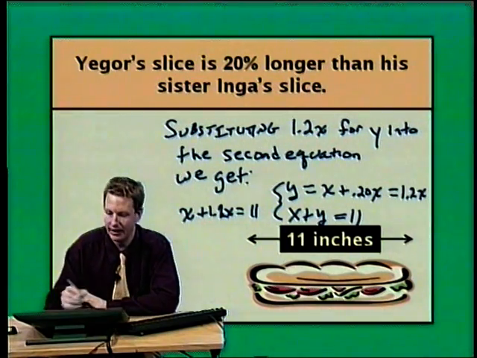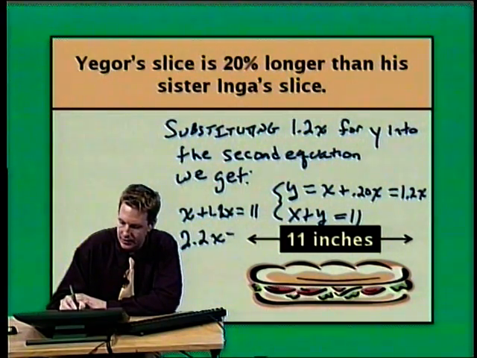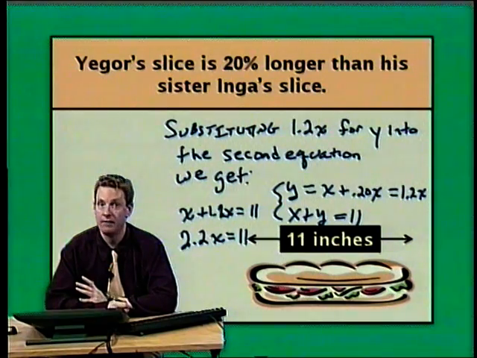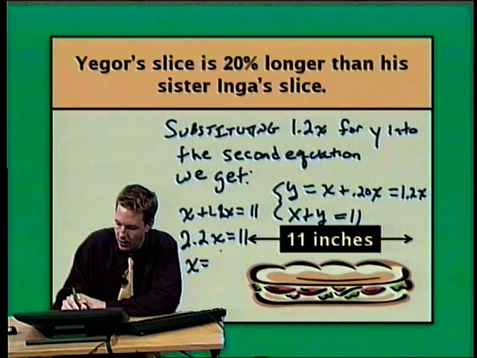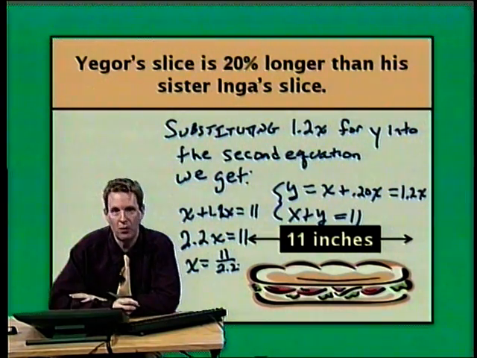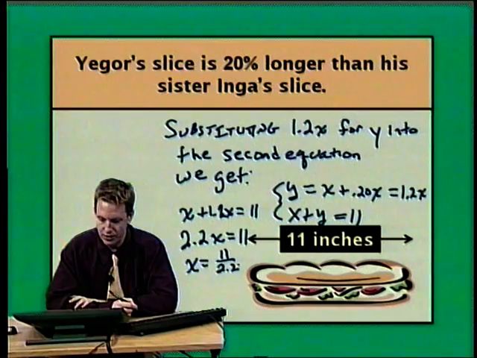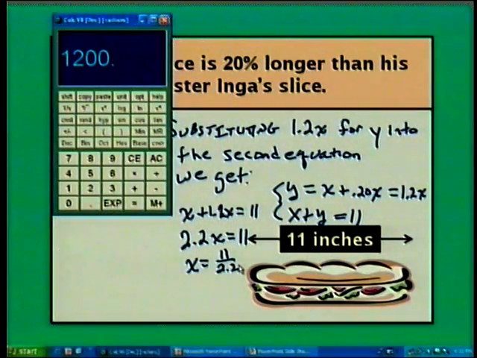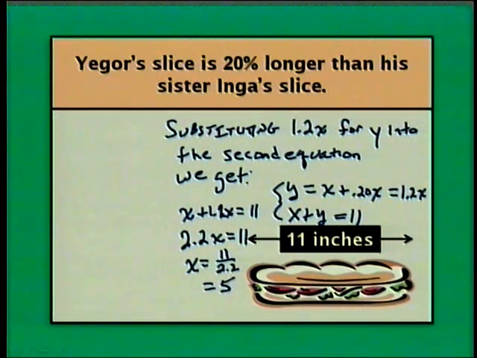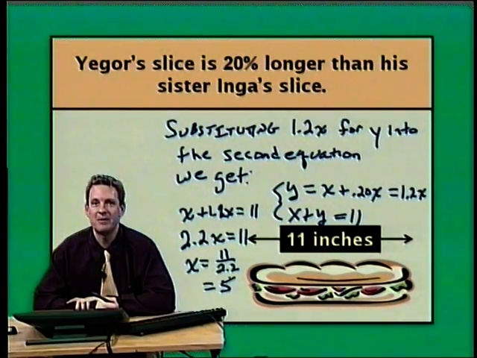Combining my x terms on the left, 2.2x has to equal 11. Dividing both sides of the equation by 2.2, x has got to equal 11 divided by 2.2. 11 divided by 2.2 is, going to wait until I get out my calculator. 11 divided by 2.2 is 5. You know, getting a number like that makes me think I should have known how to figure that out in my head, but evidently I didn't. So it's a good thing I had a calculator handy. So x came up to be 5.